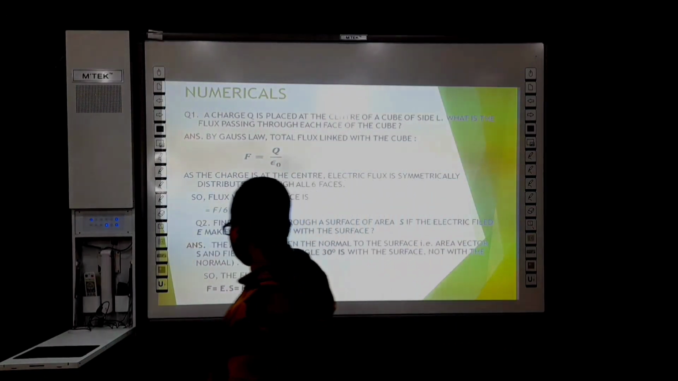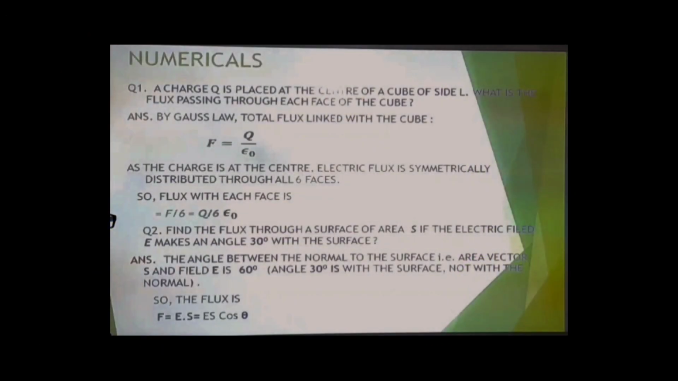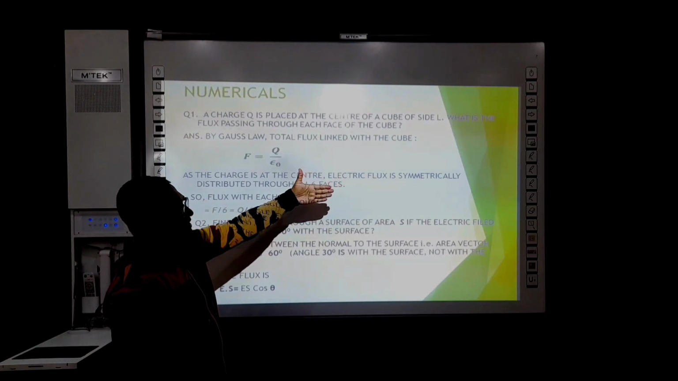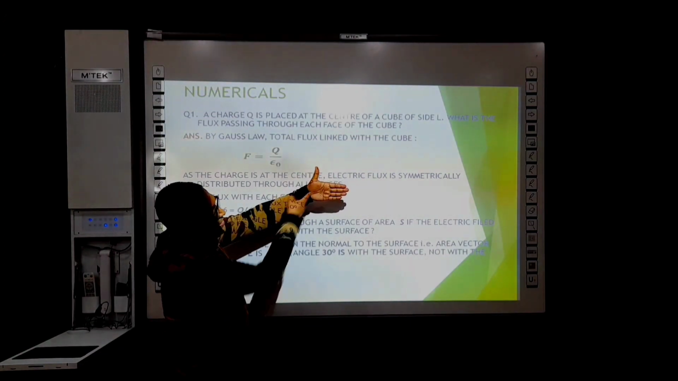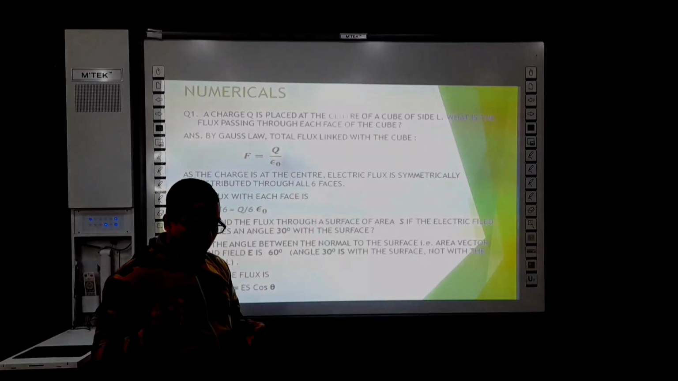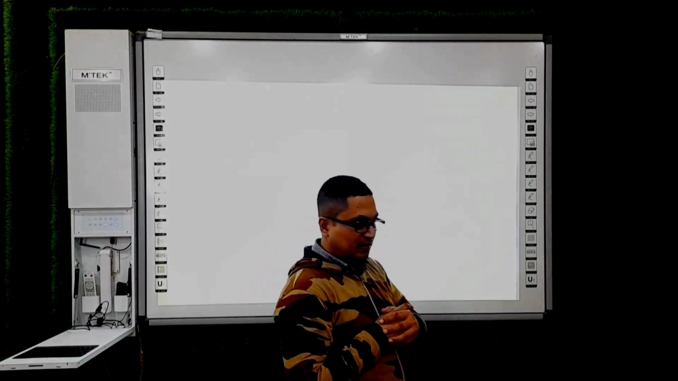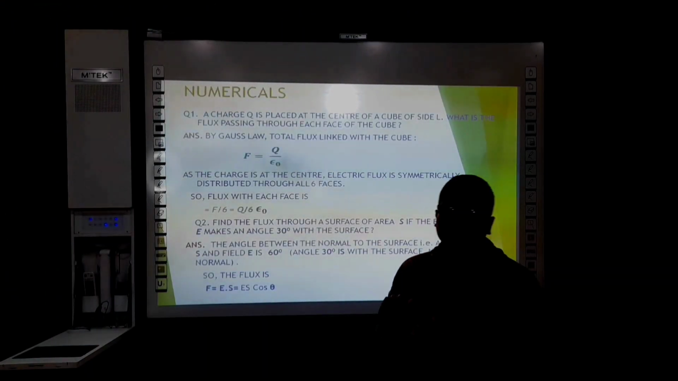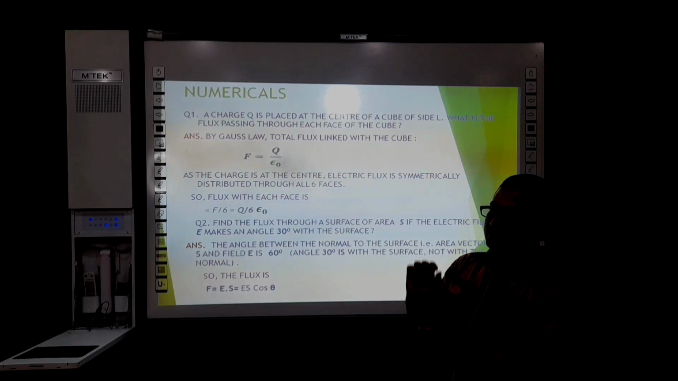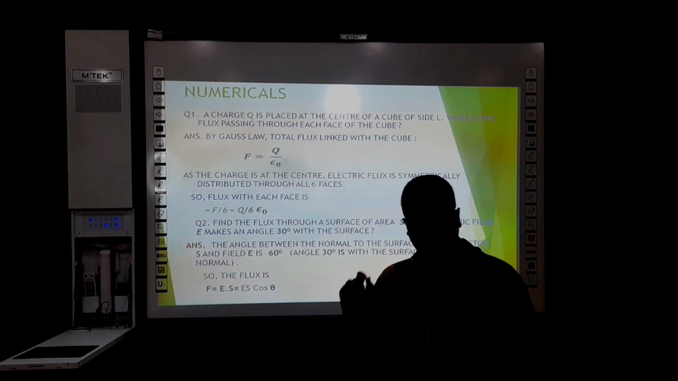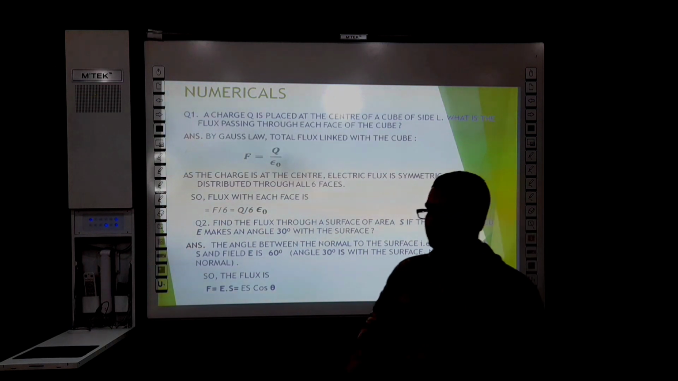Coming to the second question, find the flux for a surface of area S if the electric field E makes an angle of 30 degrees with the surface. Suppose this is a surface and the electric field is making a 30 degree angle here. Now the question is, what is theta? That is the important thing. Basically, theta is the angle between the electric field and the normal to the surface.